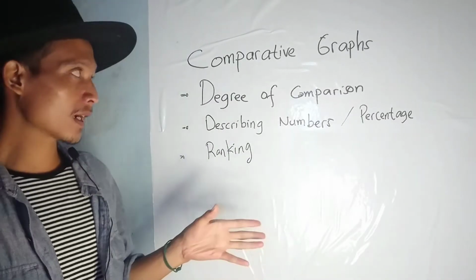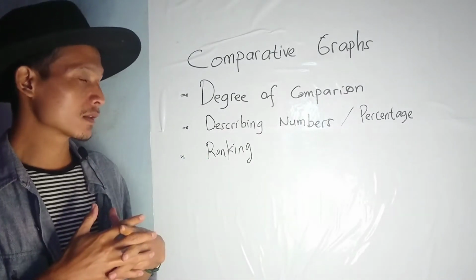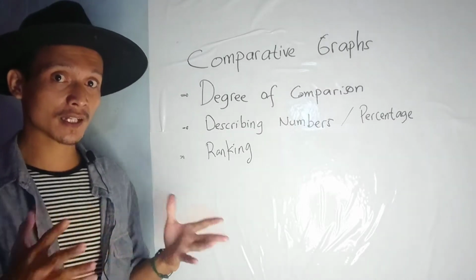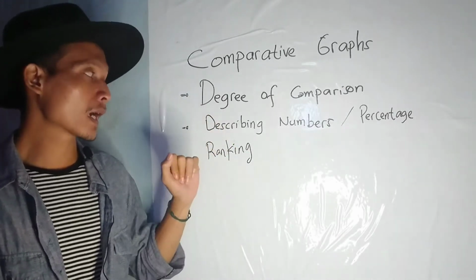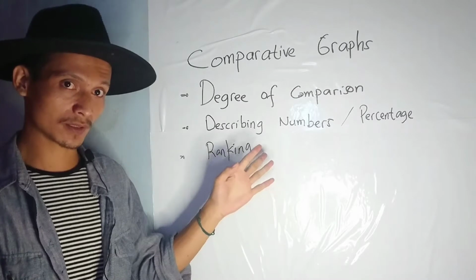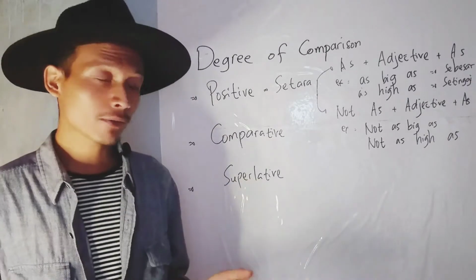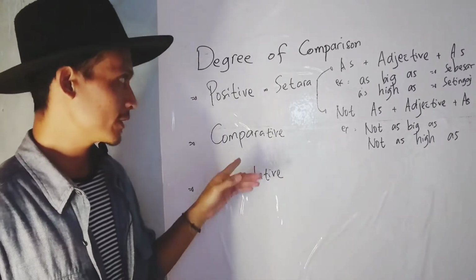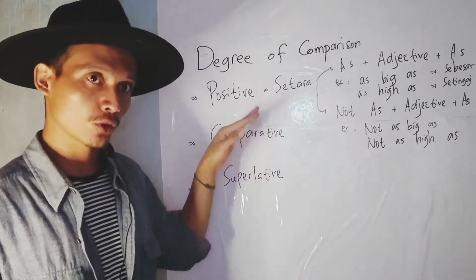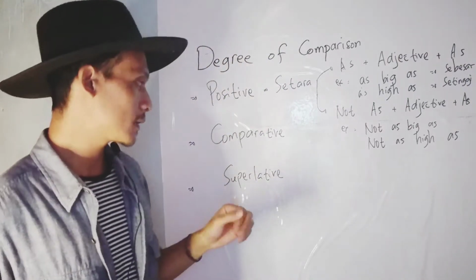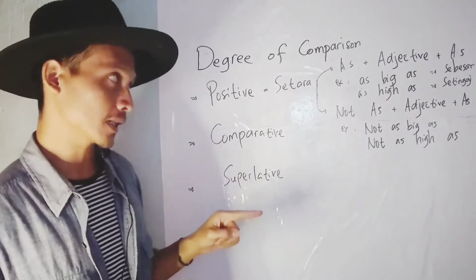After analyzing that the data we get is a comparative graph, the next thing we need to consider is what we need to prepare. First, we need to know the concept of degree of comparison, and then describing numbers or percentages, and then ranking. Now, for the degree of comparison, there are 3 degrees. The first is positive, or konsep setara, and the second is comparative, or konsep lebih dari or kurang dari, and the last one is superlative, yang paling. Let's discuss from the first, concept setara.